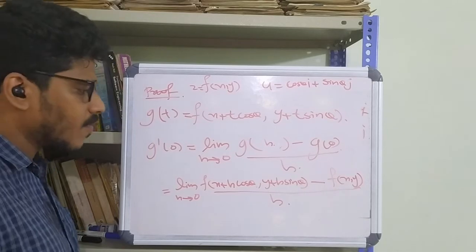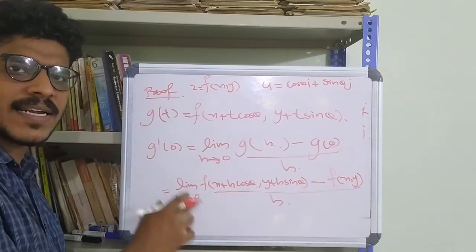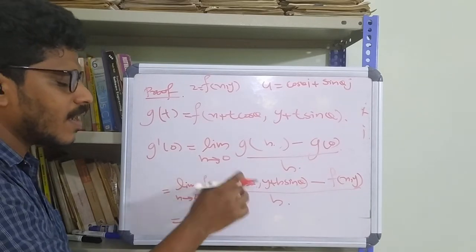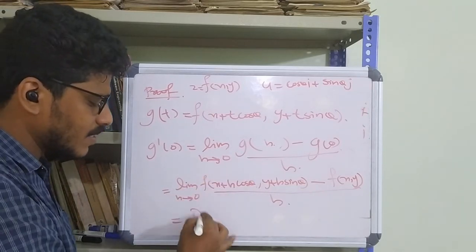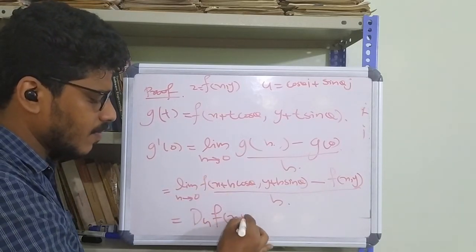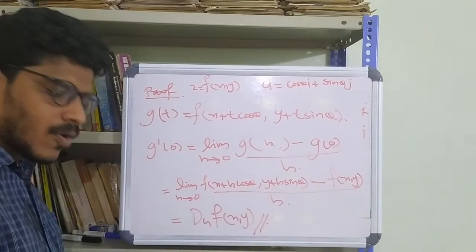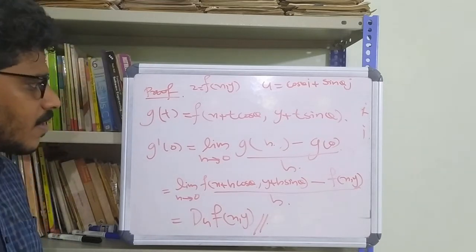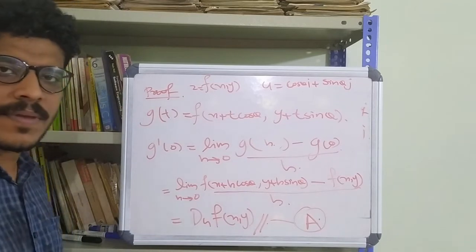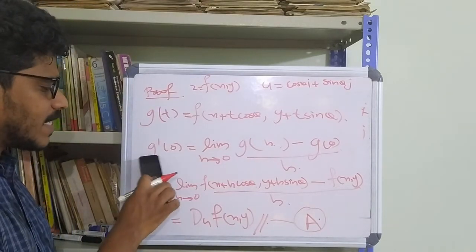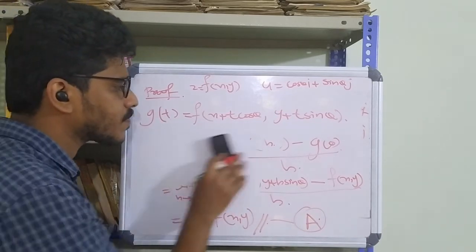Right. What is this? This is exactly how we defined the directional derivative of the function in the direction of cos theta i plus sin theta j a little ago. So this is nothing but the directional derivative of f in the direction of u at xy. Copy this and we call this as a. So when we found g dash of 0, we got the directional derivative. Now let's clear this off.